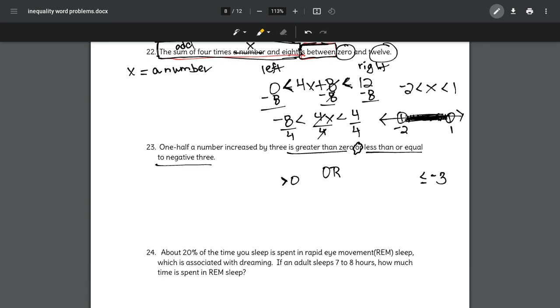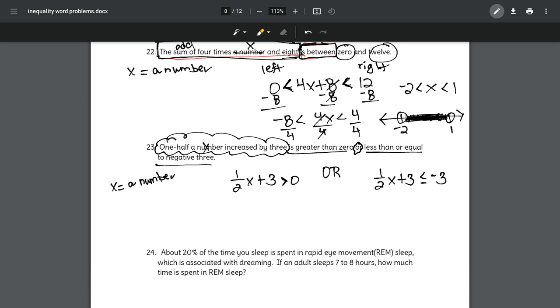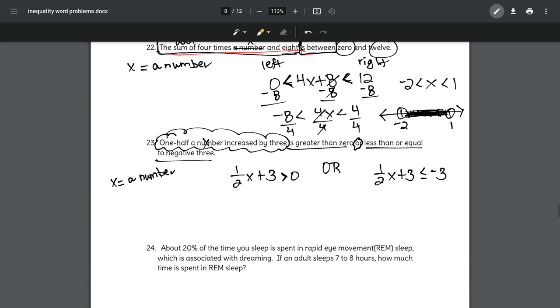And I just need to set up the left side. So the left side comes from 1/2 a number increased by 3. And I'm going to let x equal a number. Okay, so you have 1/2 a number increased by 3 is greater than 0, or 1/2 a number increased by 3 is less than or equal to negative 3. So what I'm going to do now is just solve both of these.